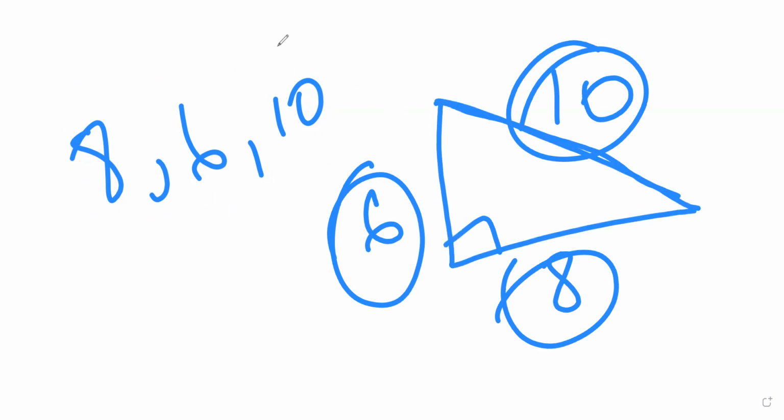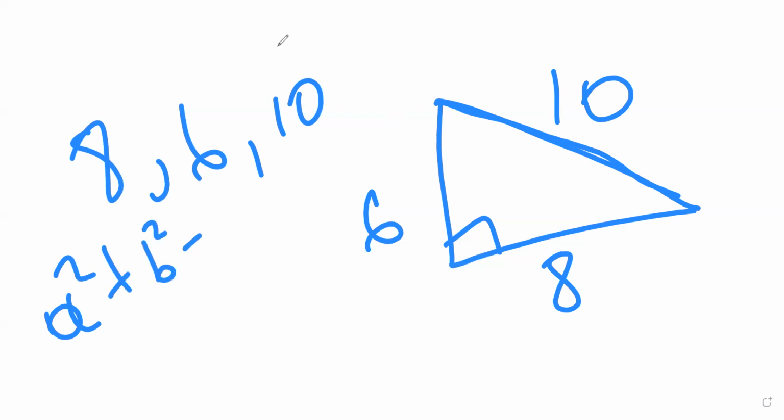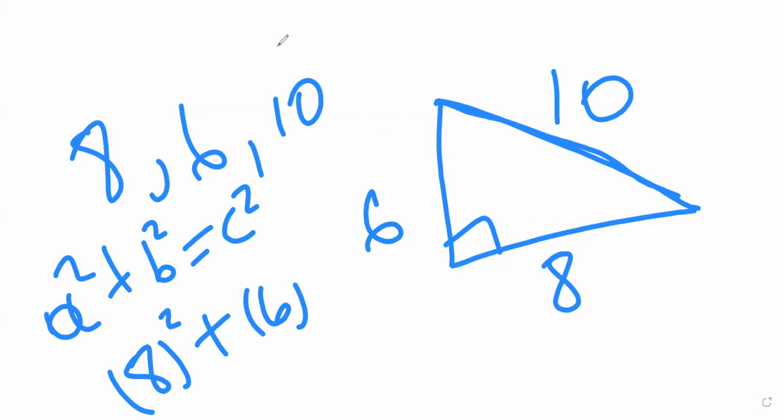So what do we do? After constructing our triangle and placing the numbers at each dimension, we write our formula. Our formula is a squared plus b squared is equal to c squared. Now we're going to plug the values in. So we could say 8 squared right here, and 6 squared right here. And remember that c must always be the longest side.